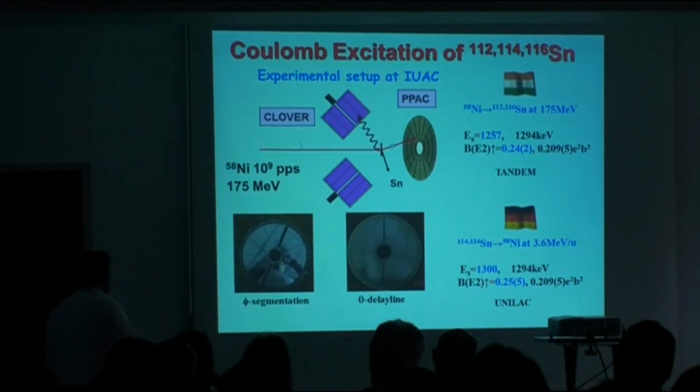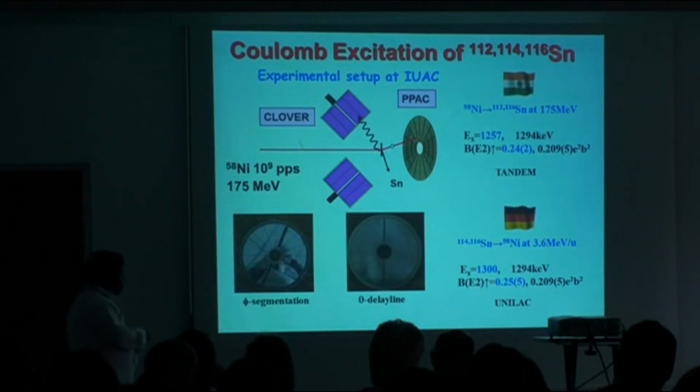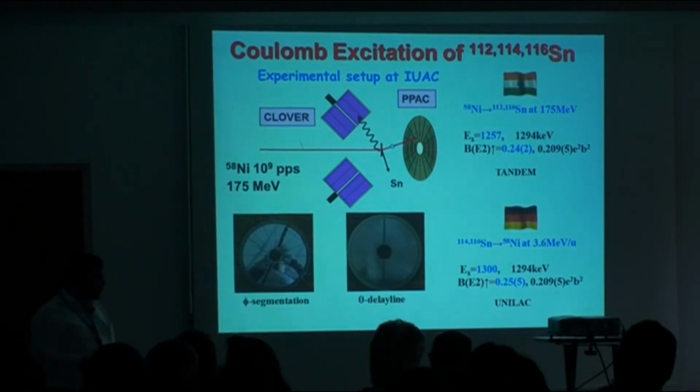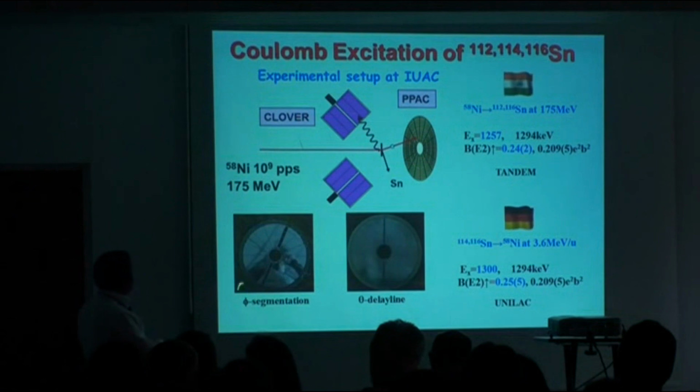A few details about the parallel plate counter. This is the same detector which was used in both the experiments, and phi information is obtained from the anode foil, which has 20 segments of 18 degrees each, and theta information is obtained from the delay line.